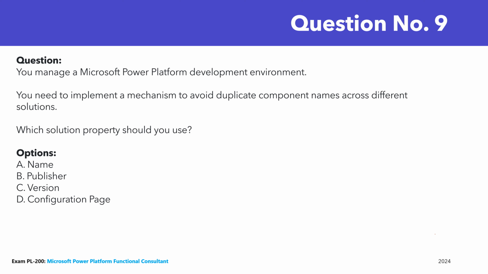Question. You manage a Microsoft Power Platform development environment. You need to implement a mechanism to avoid duplicate component names across different solutions. Which solution property should you use? Options: A, name; B, publisher; C, version; D, configuration page.